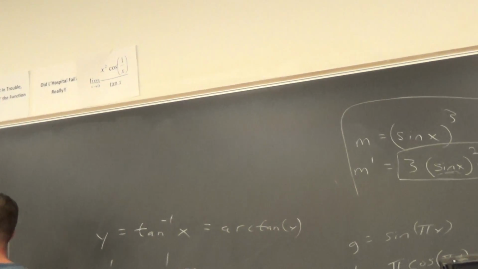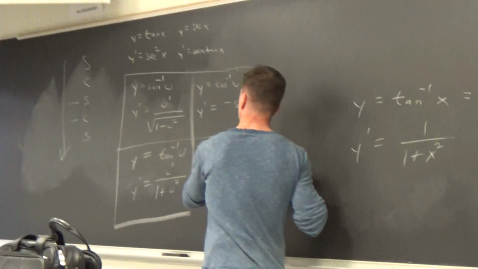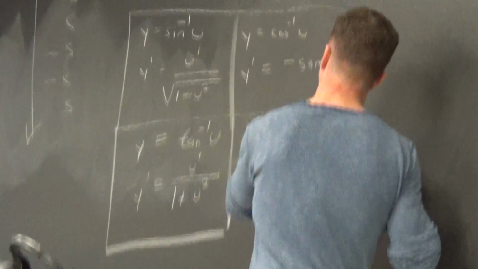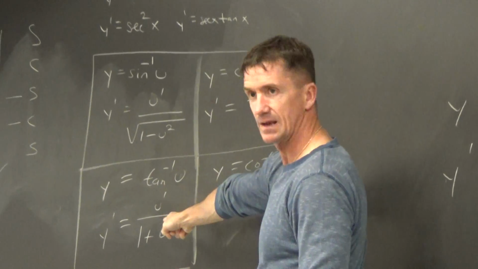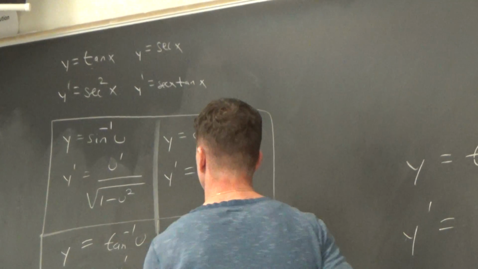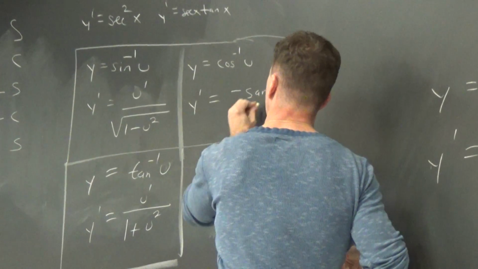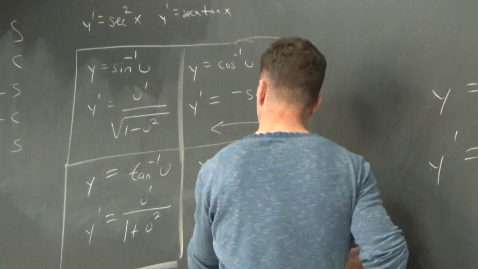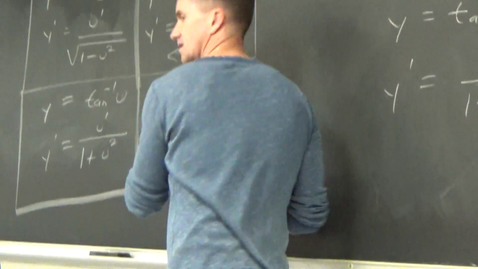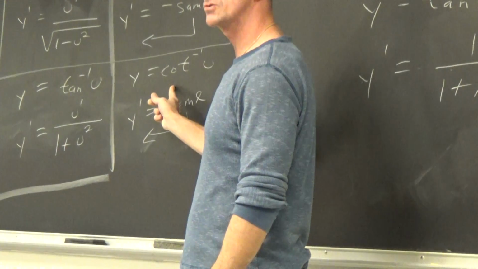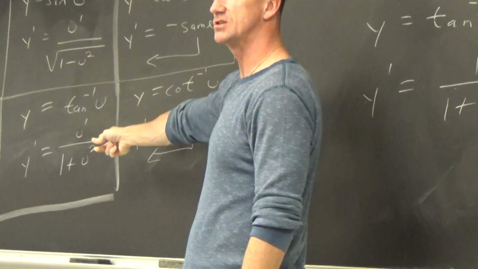Hey, watch this. Might as well add this to the list. What's this one? Same as that, but negative. Let me just draw an arrow. You want to see that? Oh, inverse cotangent. Same as inverse tangent, but just what?